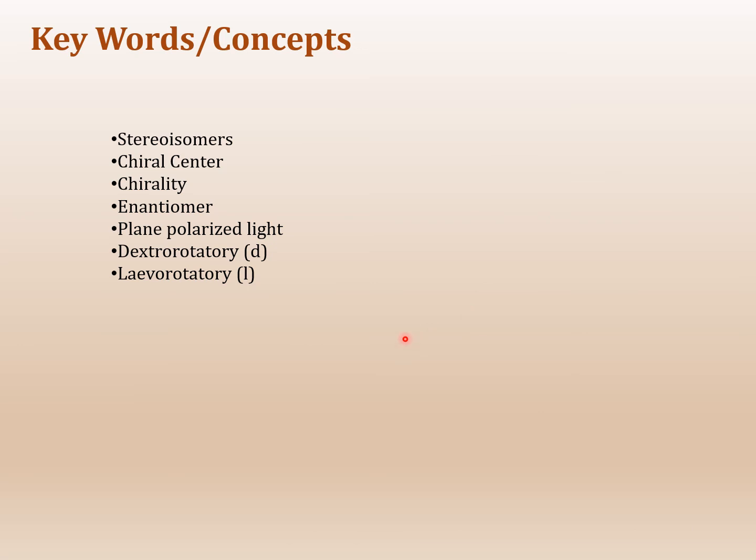So in this PowerPoint, there really was not a whole lot going on. I just wanted to introduce to you what a chiral center is, what chirality is, what an enantiomer is, and then dextrorotatory and levorotatory. If you don't remember anything about the biological world, it's okay. Just know that stereochemistry is a very fundamental thing and it's really important for everything that we do.